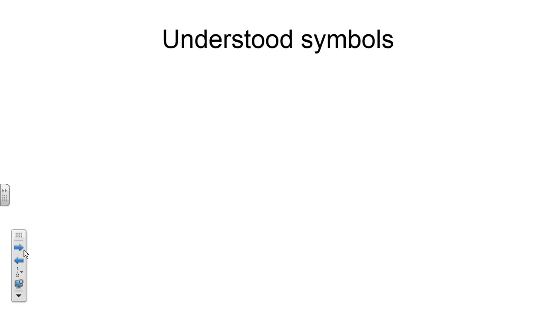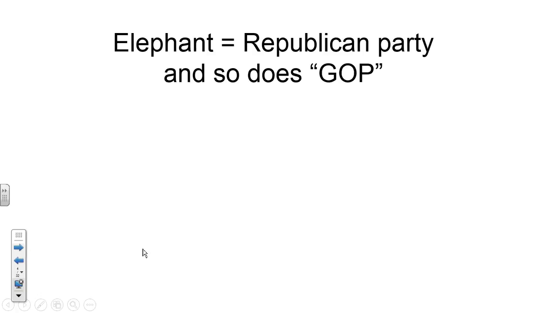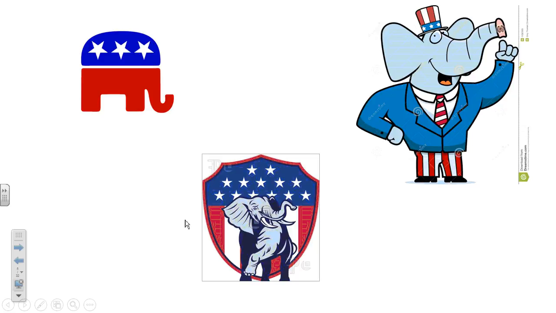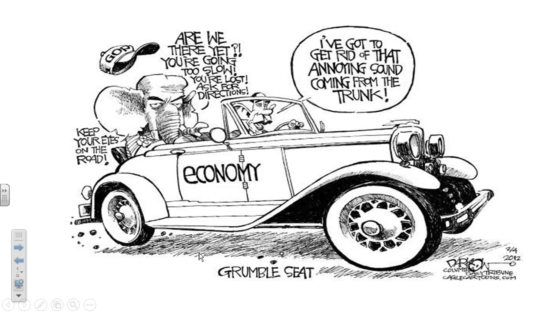There's a number of understood symbols that are often used in political cartoons. One is for the Republican Party, we oftentimes see an elephant that represents the Republicans. Or sometimes the letters GOP, which stands for Grand Old Party. So anytime that you see an elephant, any version of an elephant in a political cartoon, it is almost certainly talking about the Republican Party. They're referring to them. So here's an example.